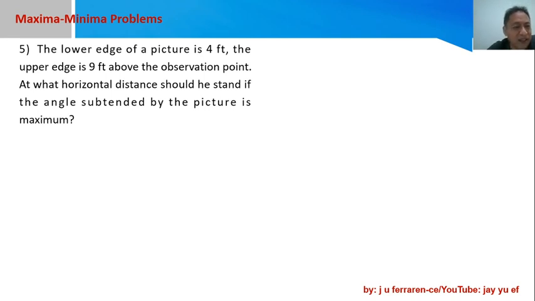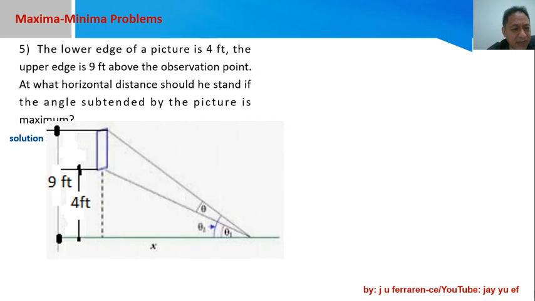Now, here is another problem. This is an application of the inverse trigonometry. The lower base of a picture is 4 feet, the upper edge of which is 9 feet above the observation point, or the eye of the observer. At what horizontal distance should it stand if the angle subtended by the picture is a maximum? So this is a maximum viewing angle.